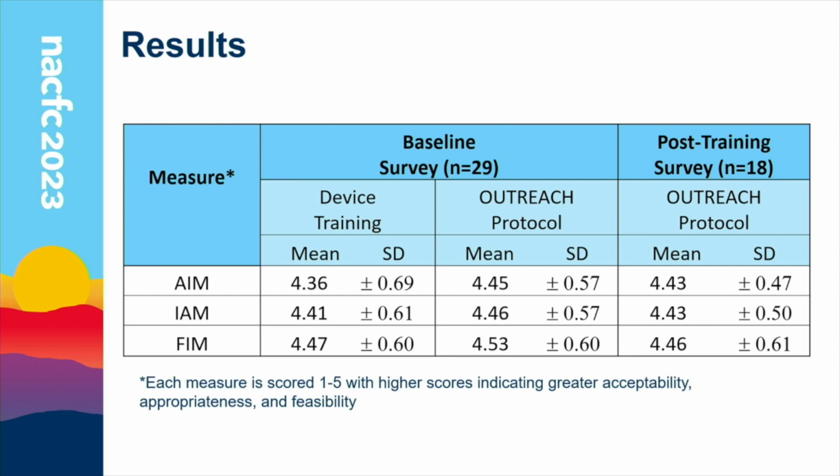Here we have the baseline data and the post-training data, which shows that in assessing the overall outreach protocol, at baseline and again after training at least 2 participants, CRCs rated it as highly acceptable, highly appropriate, and highly feasible. I'm also showing the device training at baseline, which shows similar results, of highly acceptable, highly appropriate, and highly feasible.